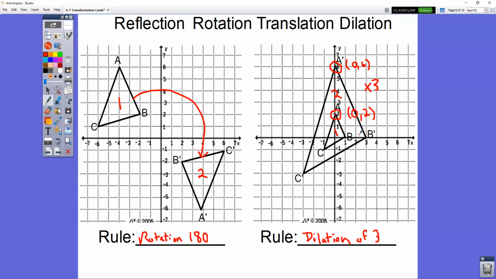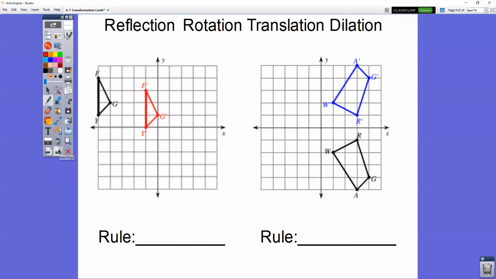Again, you could look at any of the coordinates you wanted to. If I looked at B, I'd be looking at 1, 0, and 3, 0. Well, how do you get from 1 to 3? What do you have to multiply by? You have to multiply by 3. Or if I looked at C, it would be -1, -1 to -3, -3. How do you get from -1 to -3? Again, you have to multiply by 3. Take a look at this next one.